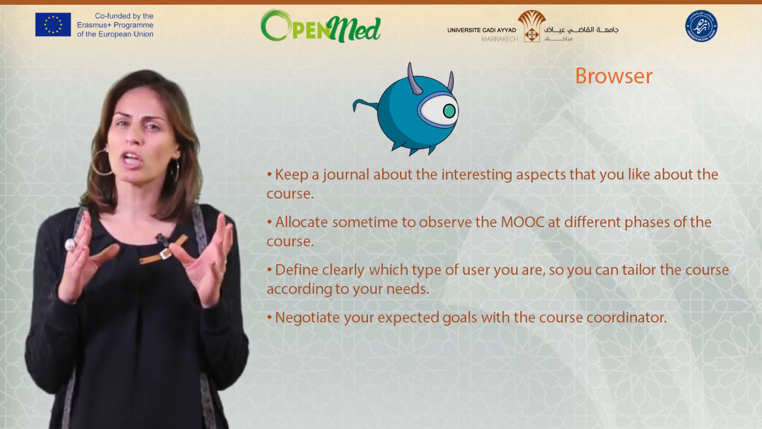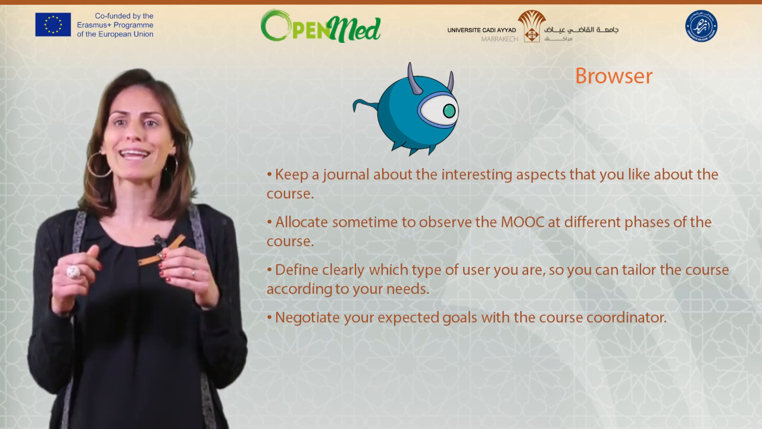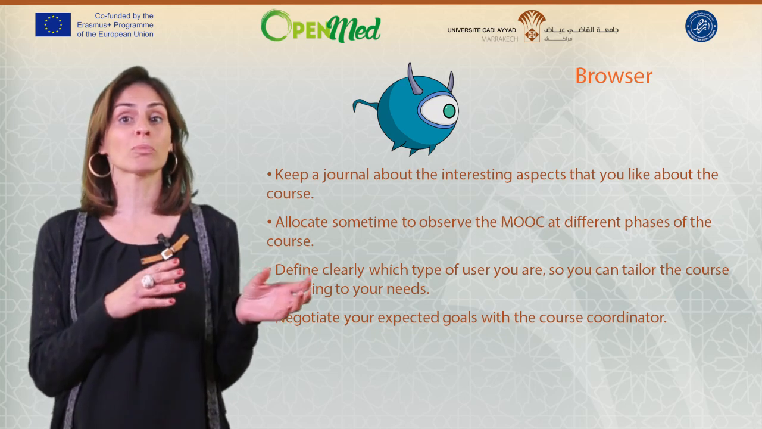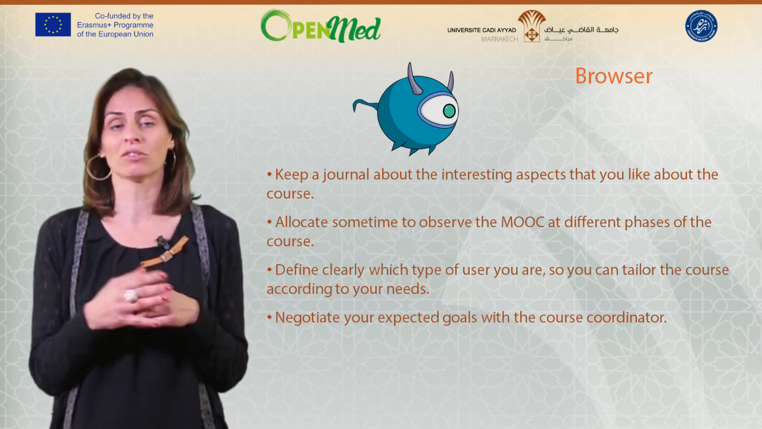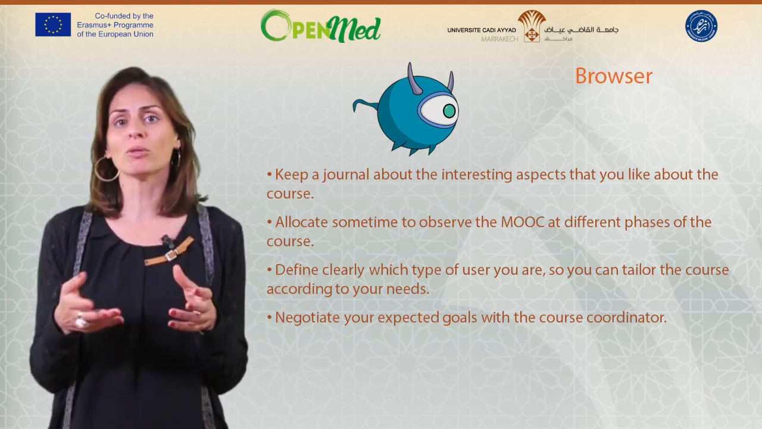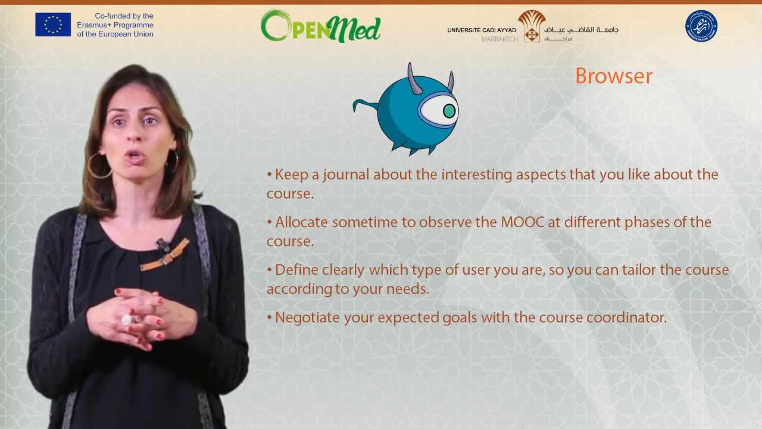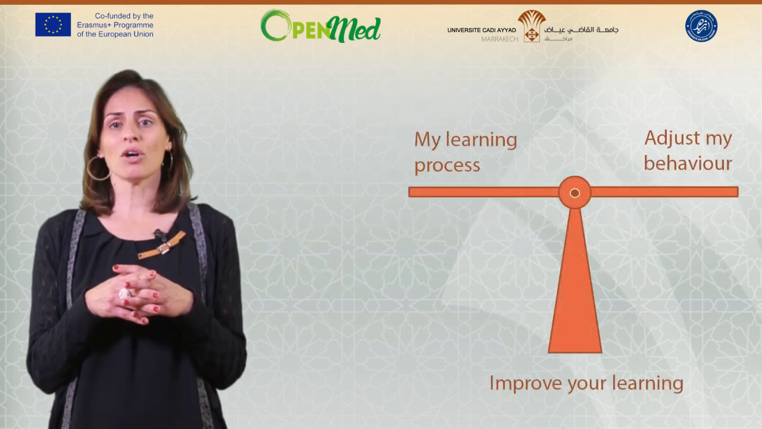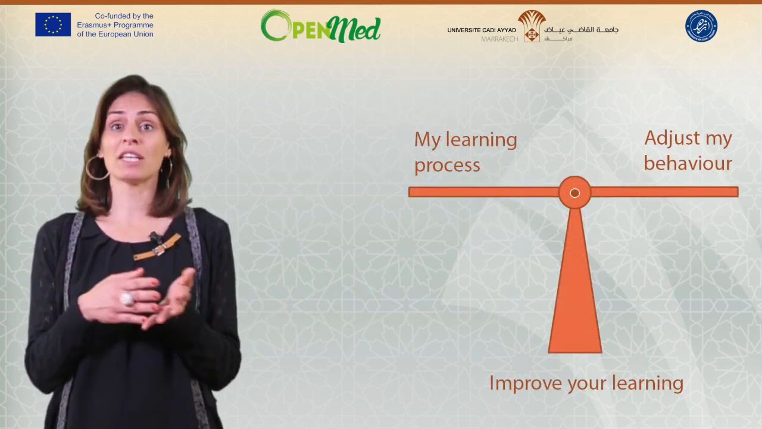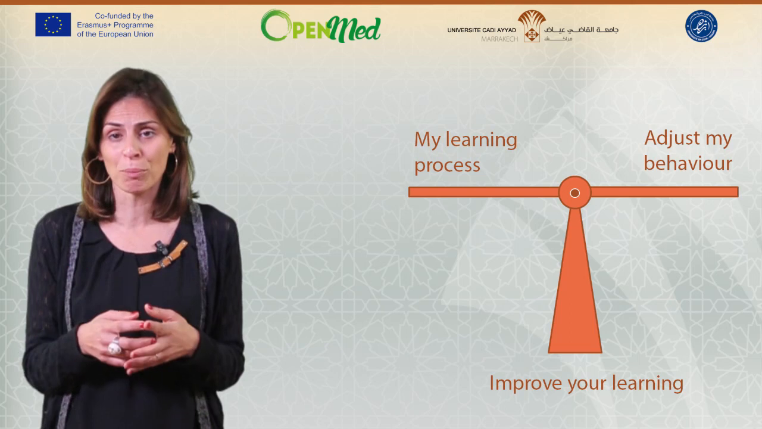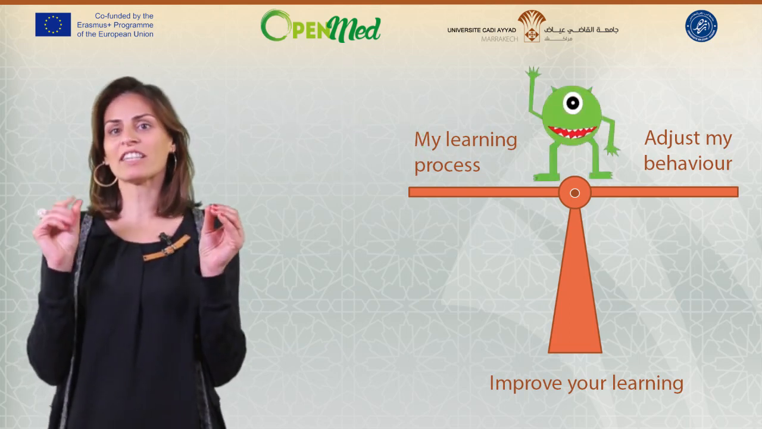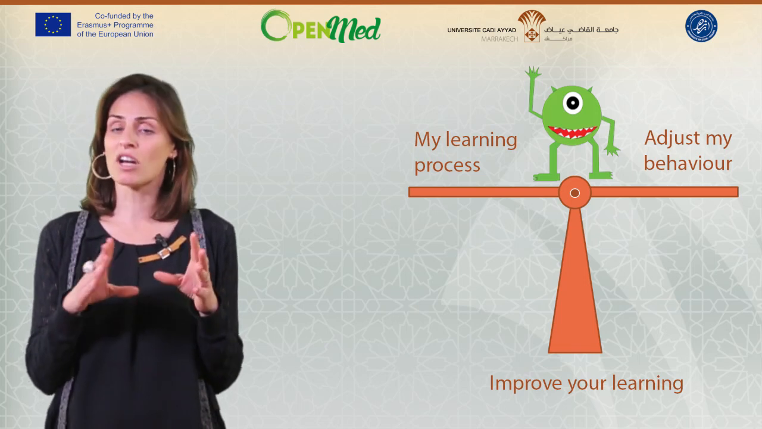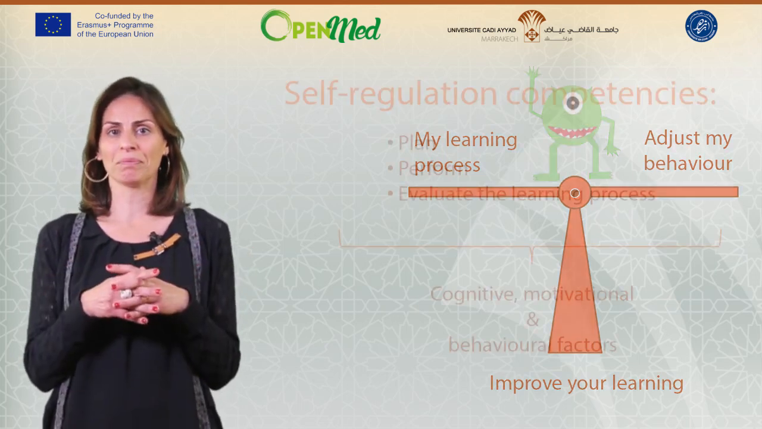Define clearly which type of user you are so you can tailor the course according to your needs. Negotiate your expected goals with the course coordinator. And join the forums and collaborate with other users who might need your help and advice. So, in this video, we have seen how you can improve your learning process simply by adjusting a little bit your own behavior, presetting your learning goals, and designing your own learning trajectory.